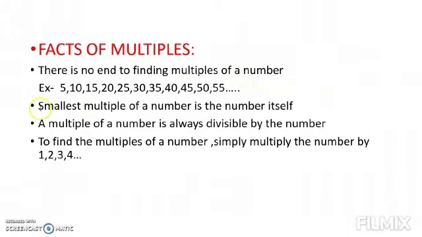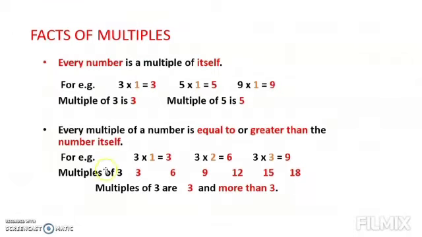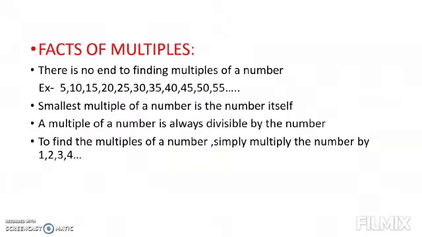And then one more fact. The smallest multiple of a number is the number itself. That is very clear. See, here these are all multiples of 5, and 5 is the smallest also. So the smallest multiple of a number is the number itself. It is true everywhere. See, 3 is the smallest multiple of 3. So every number is the smallest multiple of itself. And let us see the next fact.